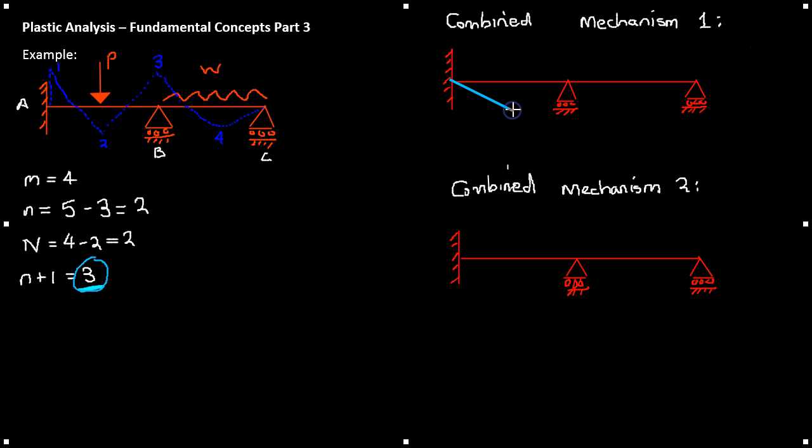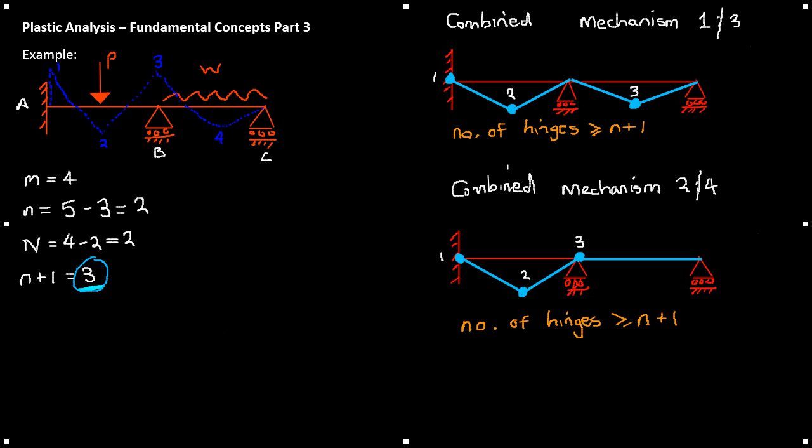Here we have mechanism 3 and here we have mechanism 4. We have 3 hinges in both, therefore it is complete collapse of the structure. How can we determine the actual collapse mechanism of the beam? That might be a question that you're thinking. Using the 3 conditions is the answer.